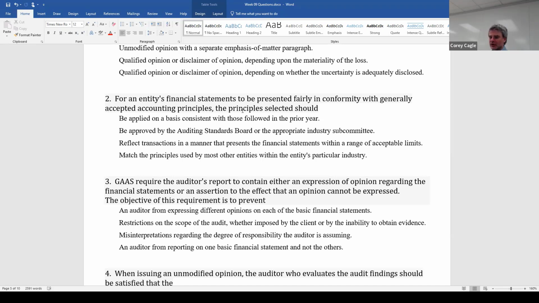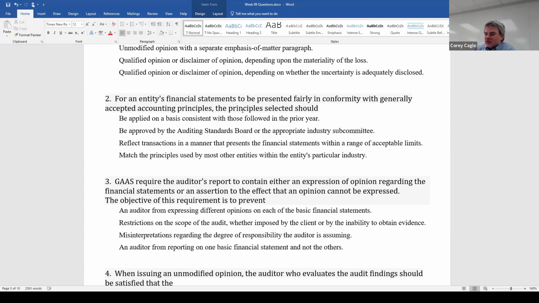So B doesn't work. C says it should reflect transactions in a manner that presents the financial statements within a range of acceptable limits. That's some weird wording, but it's true, right? Why wouldn't it be? Transactions are reflected within an acceptable range of limits. I guess that's a way of saying not outside of materiality levels, right? Odd wording, but C is correct.